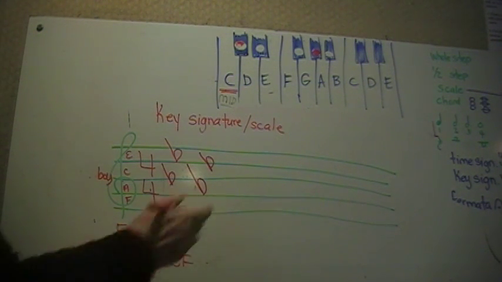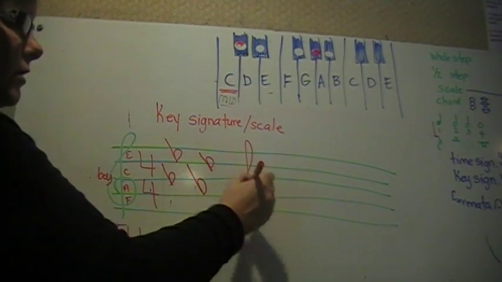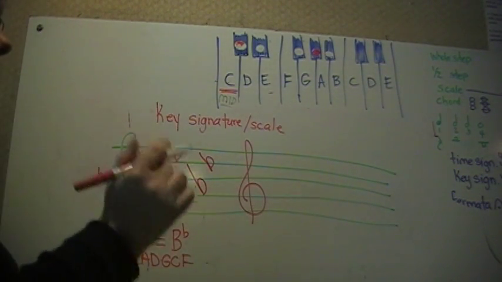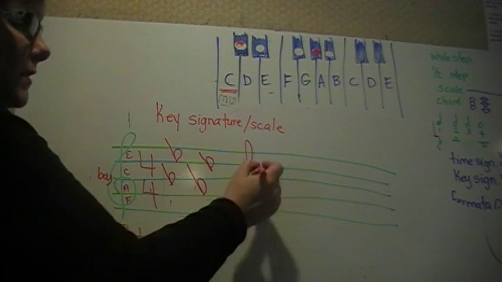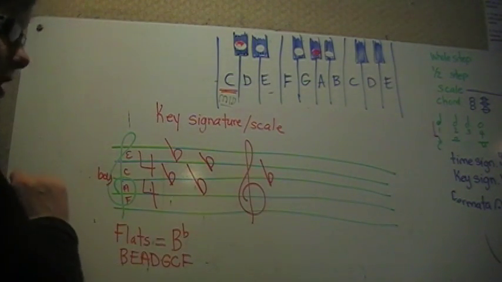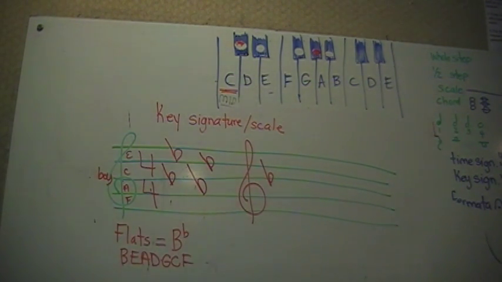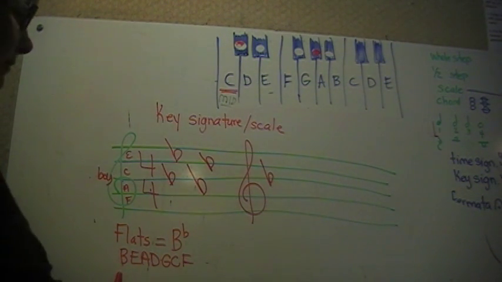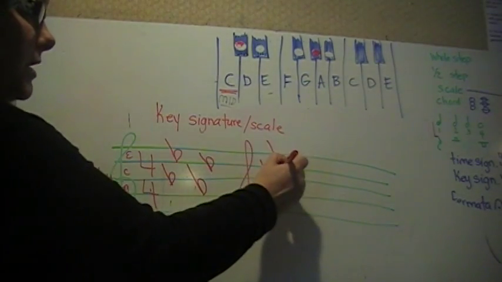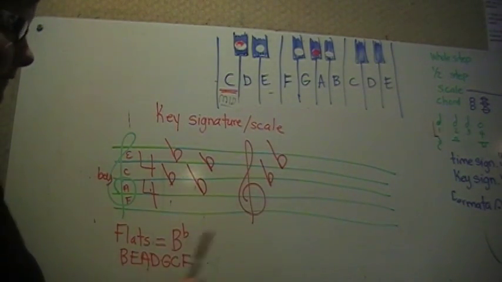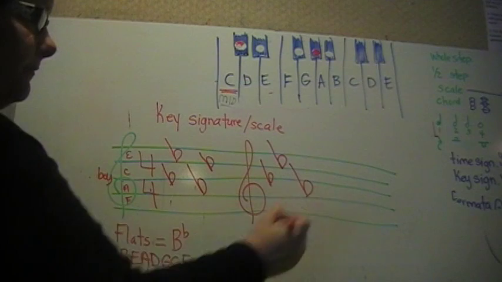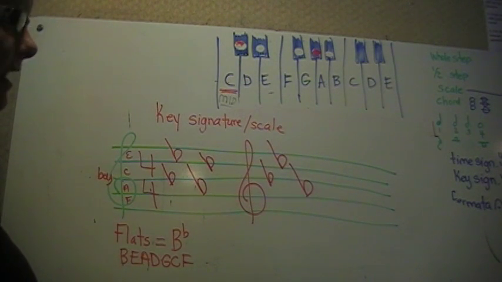If they say, draw me a key signature with 3 flats, it's going to be a B first. I'm going to give you a minute and see if you can do that. Draw me 3 flats. So the first flat would be B, the second flat would be E, and the third flat would be A. So that song has 3 flats.